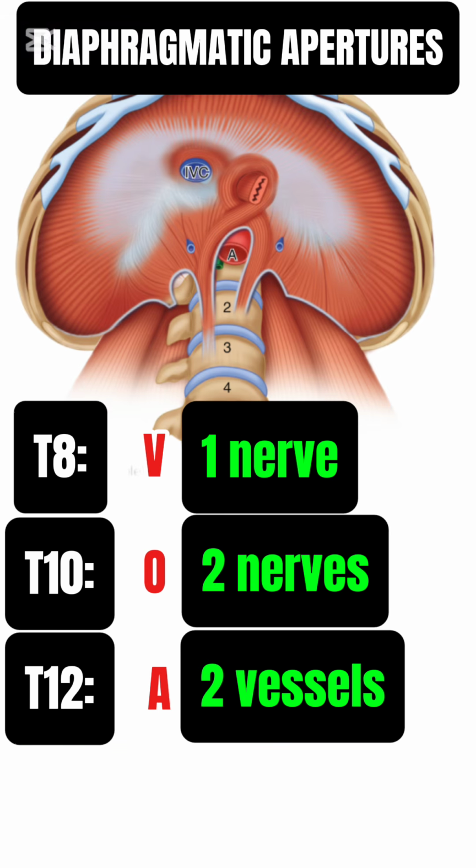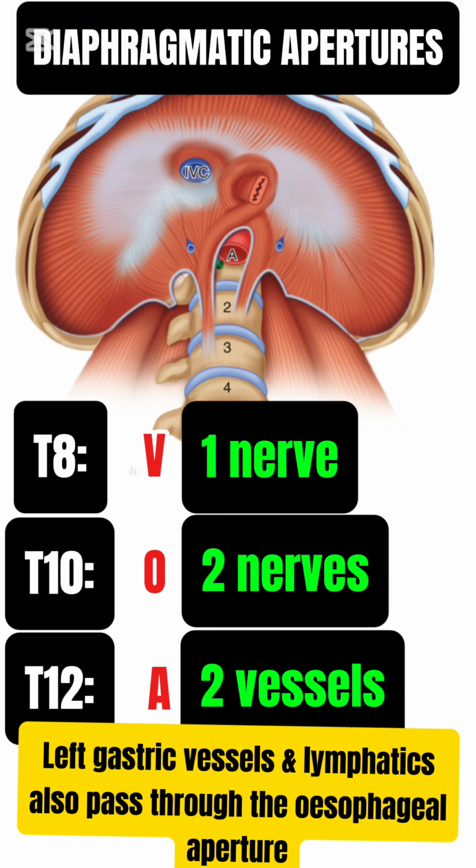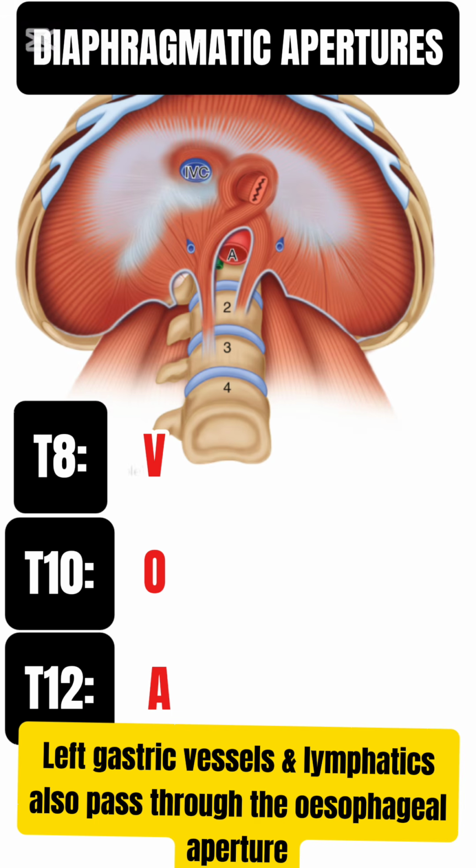Note, however, that the esophageal aperture also transmits branches of the left gastric vessels as well as lymphatics.